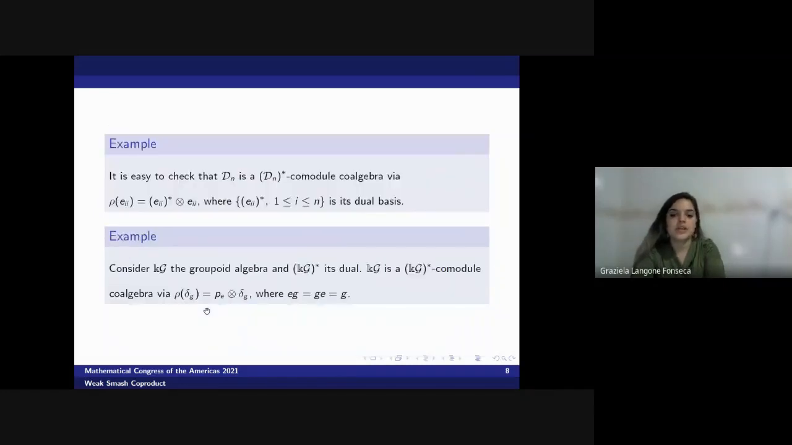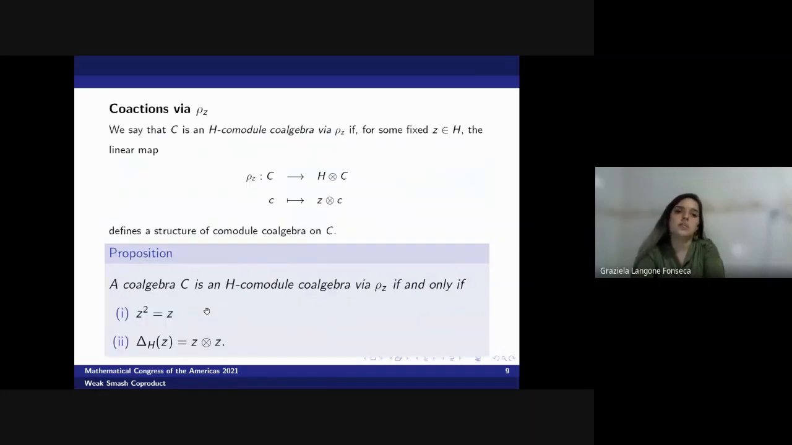As you can see, these examples are very simple. Then our next step is to construct a way to find new examples of comodule algebras. I will start talking about the coactions via rho_z. We say that C is an H-comodule algebra via rho_z if for some fixed element z, the linear map rho_z from C to H tensor C defines a structure of comodule algebra on C.